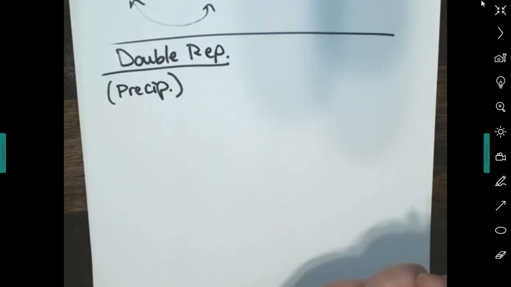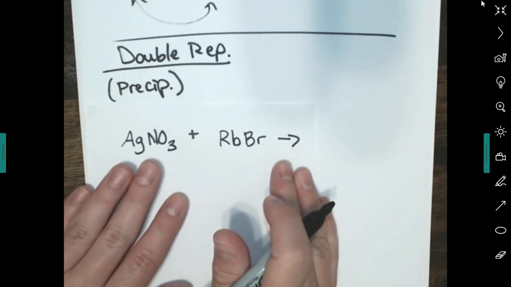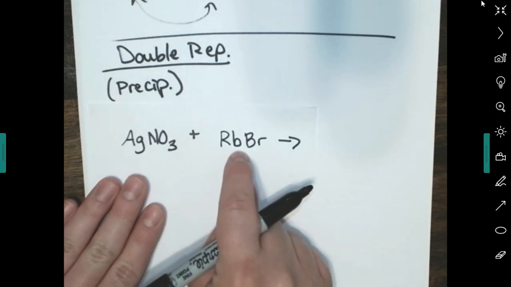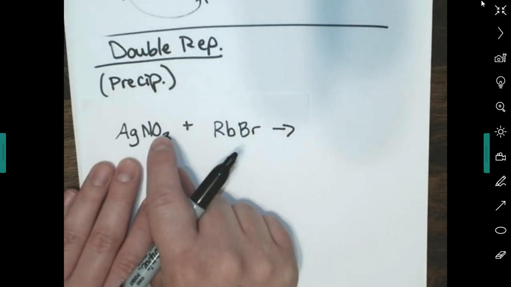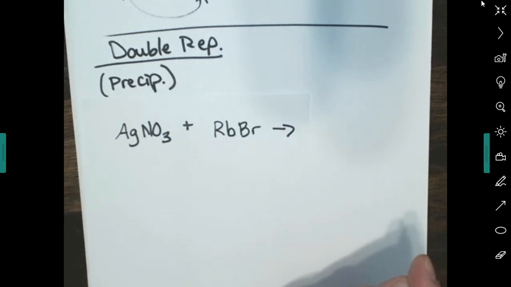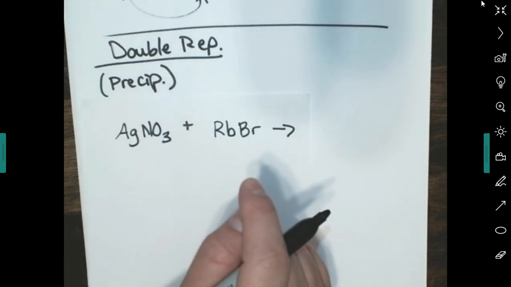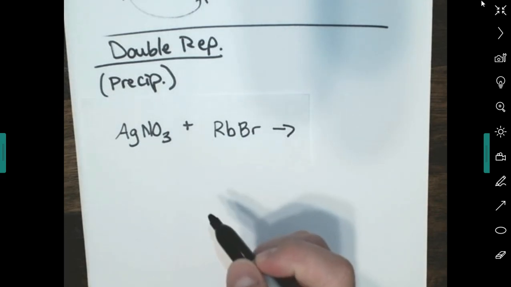Okay, so precipitation is a type of double replacement reaction. Here's an example. Now, you know it's a double replacement reaction because you're going to have two compounds. Unlike any of these others, double replacement reactions are the only ones where you're going to have two compounds. So you're going to look at those two compounds, and if it's not an acid and it's not a base, then it's going to be a precipitation reaction. Okay, so like this one here.